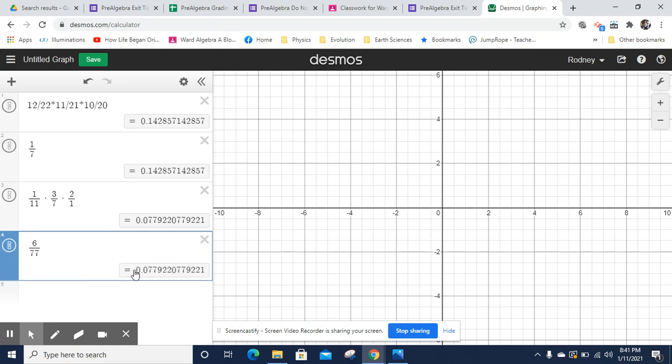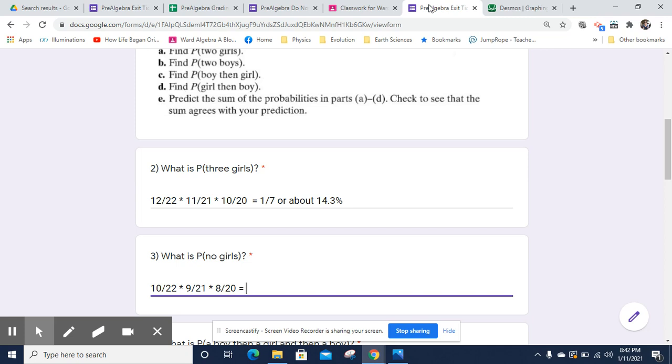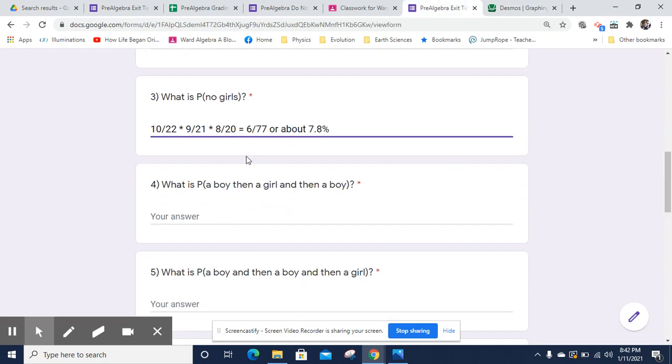Okay, 6 out of 77 is a lower probability of no girls. So that's the probability of all boys, which would mean no girls. So there we go. It's 6 out of 77, or approximately 7.8%. Did I get that right? Yes, 7.8. Okay. Now, what's the probability of a boy, then a girl, then a boy?